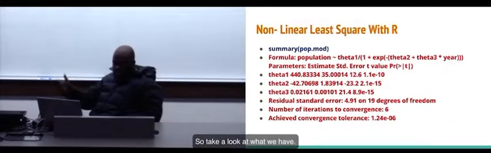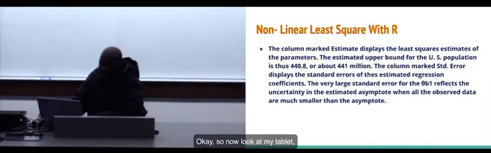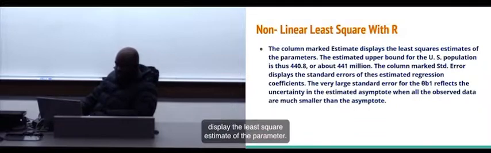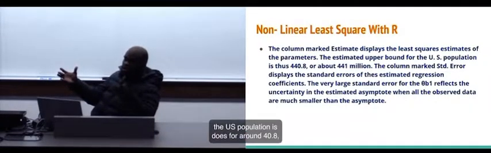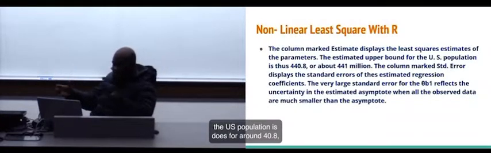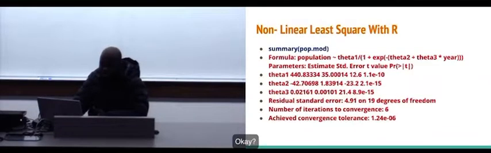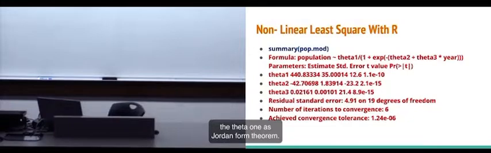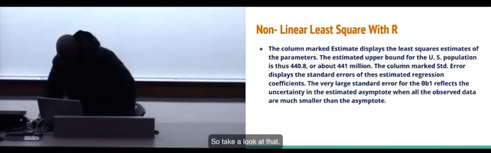Okay, so take a look at what we have. Now look at my interpretation. The column marked Estimate displays the least squares estimate of the parameter. The estimated upper bound for the U.S. population is thus 440.8, which is about 441 million. That is judging from theta 1. So 441, take a look at that.